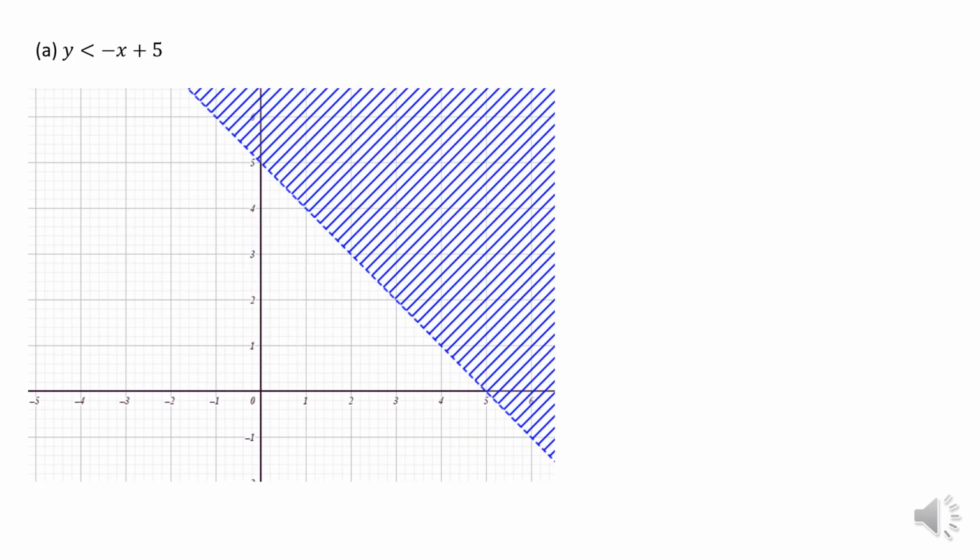So let's have a look at that inequality, and you can see I have done the shading here, and the line passes at x is 5, 0 and y is 0, 5, and again because of that less than, it is supposed to be a dotted line.